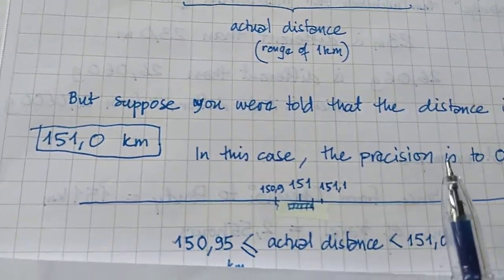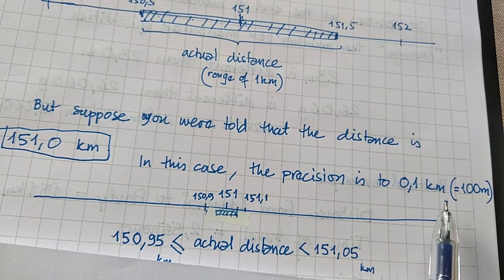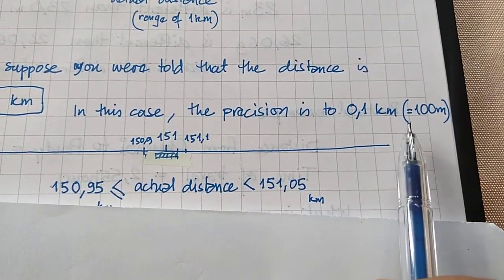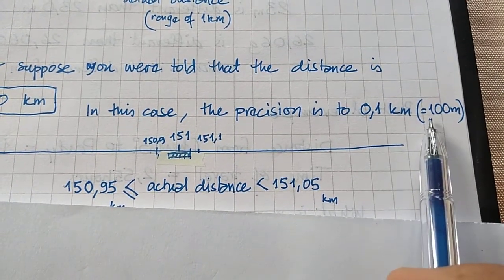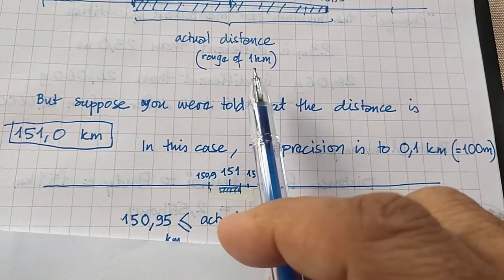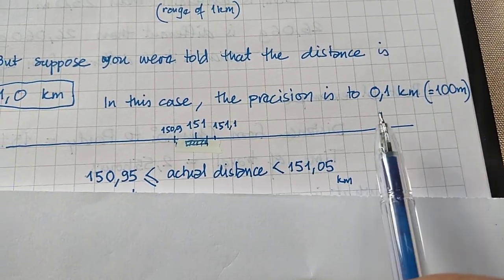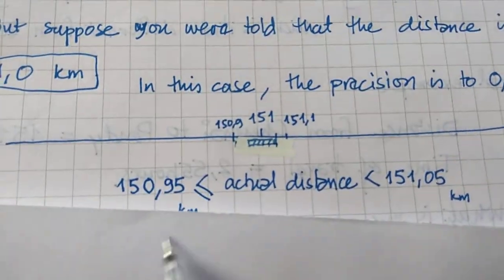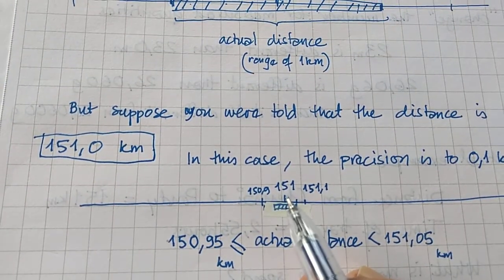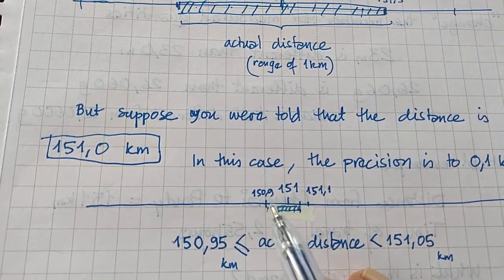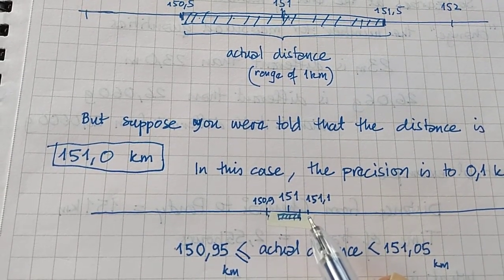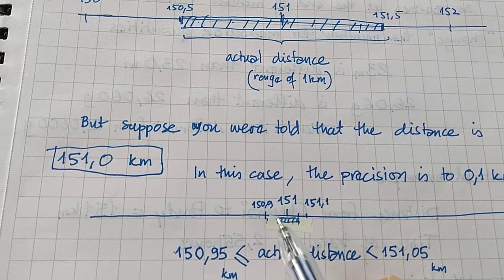So in this case, the precision is to the nearest 0.1 kilometers, which is about 100 meters. 0.1 kilometers is 100 meters. So in this case, the range here it is 1 kilometer, here the range is just 100 meters. And if I draw the number line again, I kept the same scale just so as not to confuse you. There is 151, there is 150.9, and here is 151.1. And this goes from here to here.